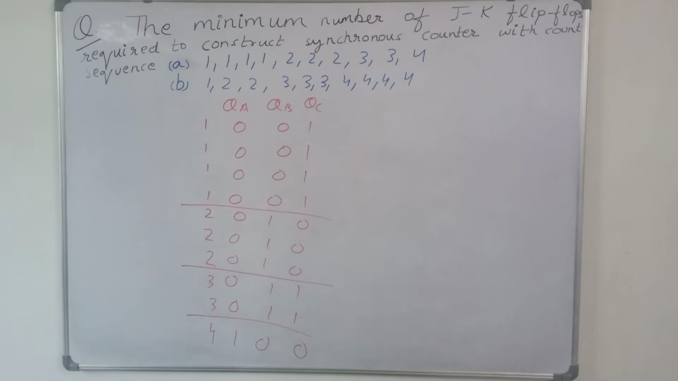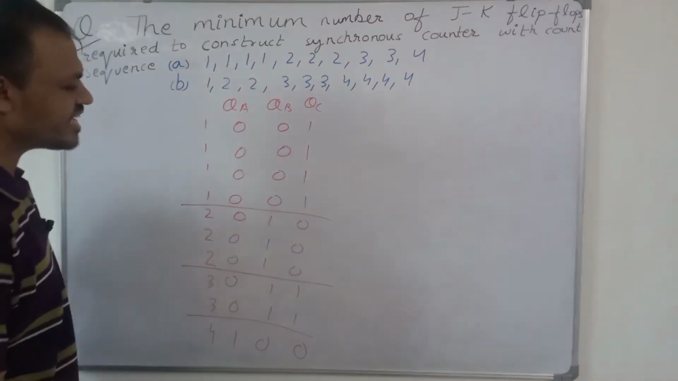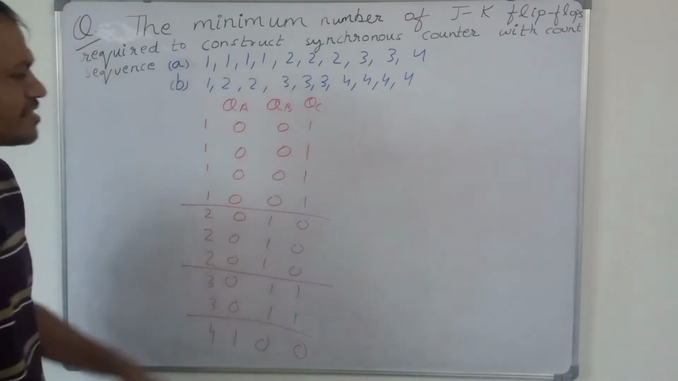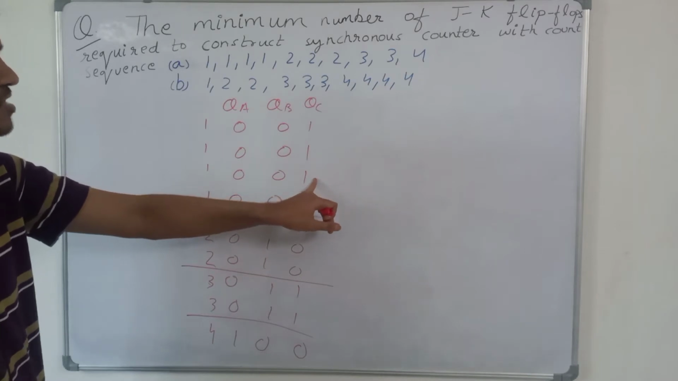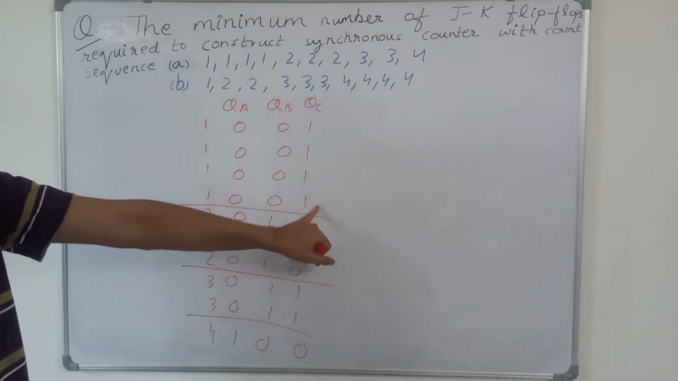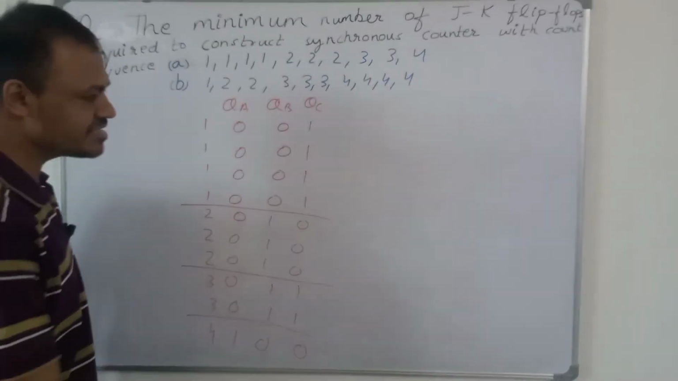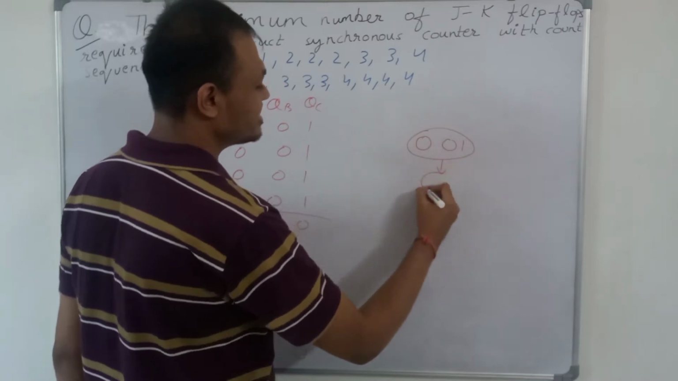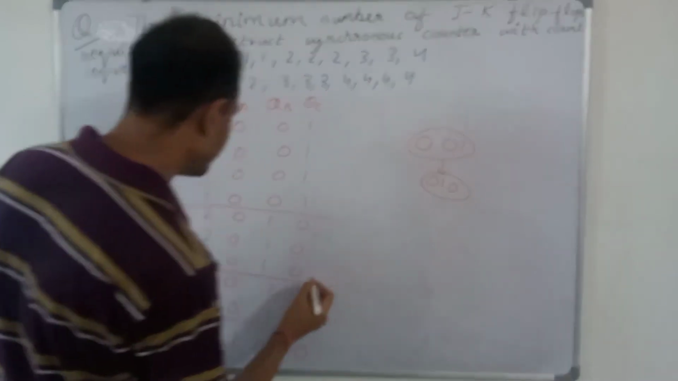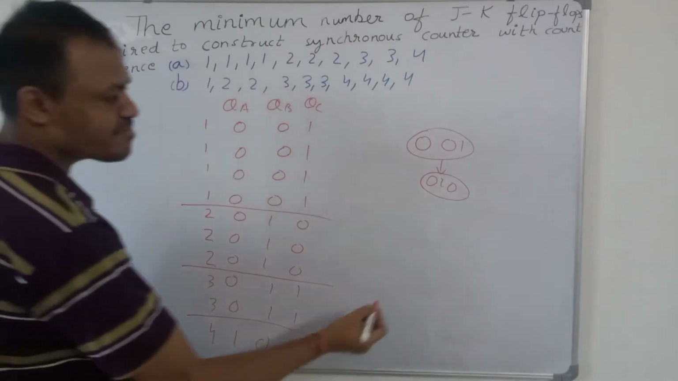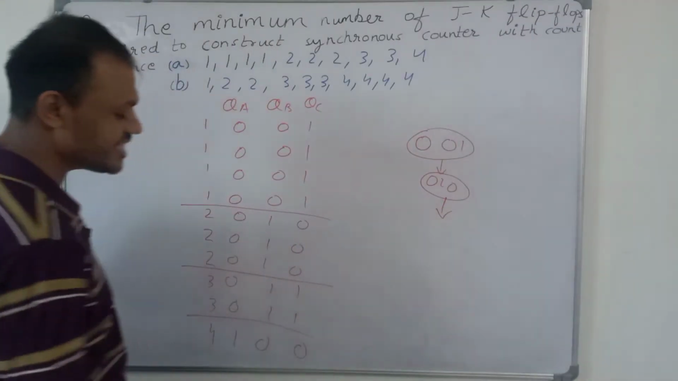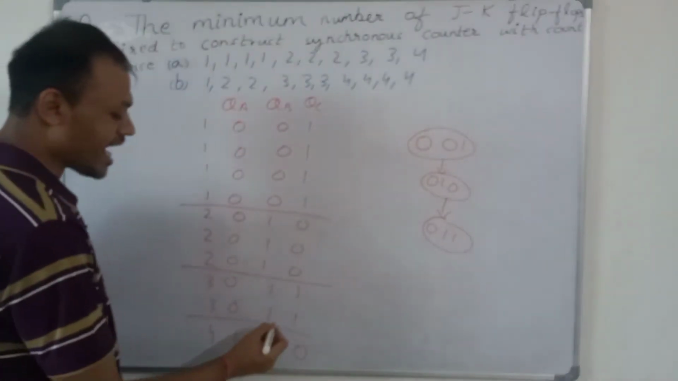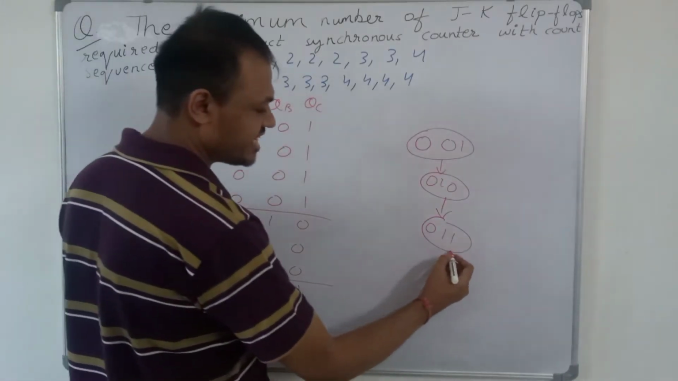But the problem with this approach is that there is no clear transition between the states. If 0 0 1 is the state, then the next state is also 0 0 1, then also 0 0 1, and then also 0 0 1, and then the next state is 0 1 0. So 0 0 1 is repeating 4 times, and then the next state is 0 1 0. Then 0 1 0 is repeating 3 times, and after 3 times the next state is 0 1 1. Then after 2 times of its repetition the next state is 1 0 0.